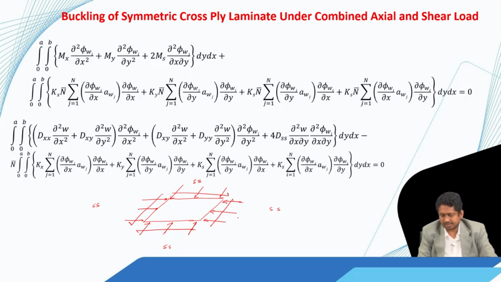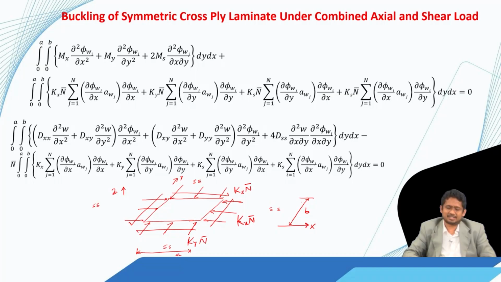So, we denote the axial load as Kx multiplied by n bar, the shear as Ks multiplied by n bar, and the other axial load as Ky multiplied by n bar. Our axes are x, y and z, and the dimension along x is a and the dimension along y is b.